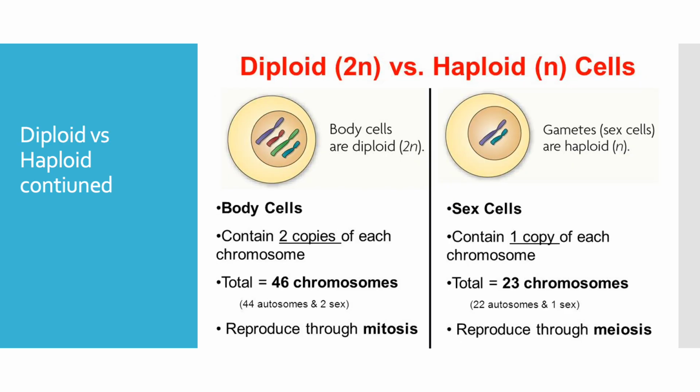Again, looking at diploid versus haploid. Our diploid, again 2N, meaning 46 total chromosomes, are going to reproduce through a process known as mitosis. Again, that's your body cells reproducing by mitosis. The sex cells are gametes, egg and sperm cells. They're haploid. There's only 23 chromosomes, and they're going to reproduce through a process called meiosis.